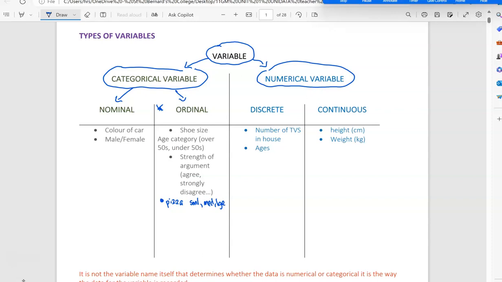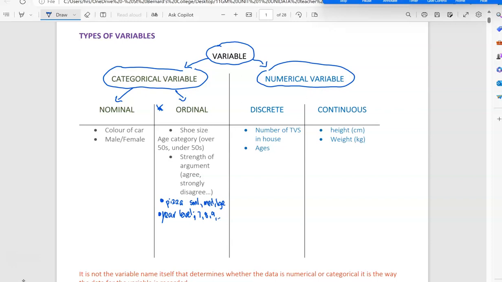Also, I've got there, when you're put into an age category, like under 50s, over 50s, or 20 to 25, that's just a category. We don't actually write how many years old you are. We pop you into a category. Something else that might come up is year level, like if you're in year 7, 8, 9, etc. That would be categorical. There's a bit of order there.